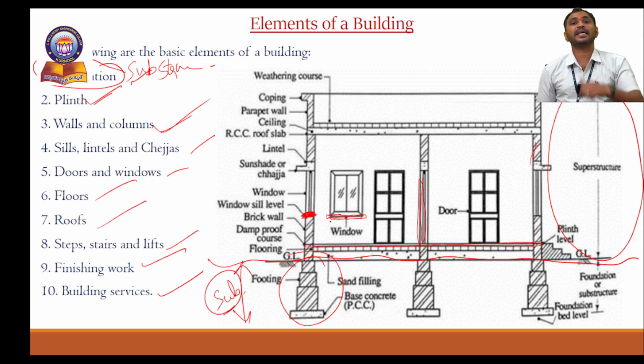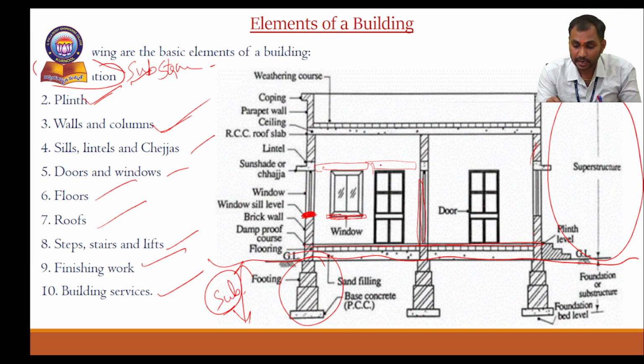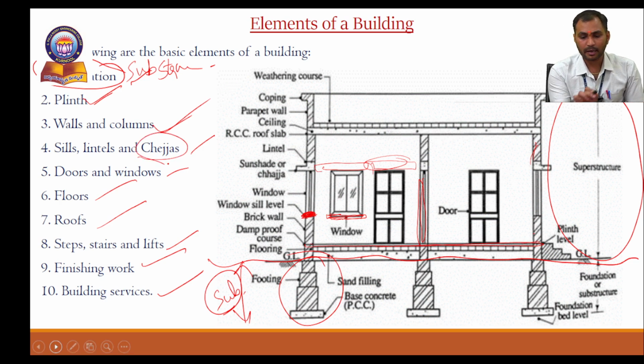Next, lintels. We provide lintels at the top of a window or the top of a door, because the load is coming from the top onwards. If the load is slowly transferred to the windows or doors, they will slowly get damaged. Why? Because the material is different. It's not steel, it's wooden or aluminium. So the load will rest on the lintel beams. Then what about the chajjas, which we can also call sunshades? We can observe the chajjas here.